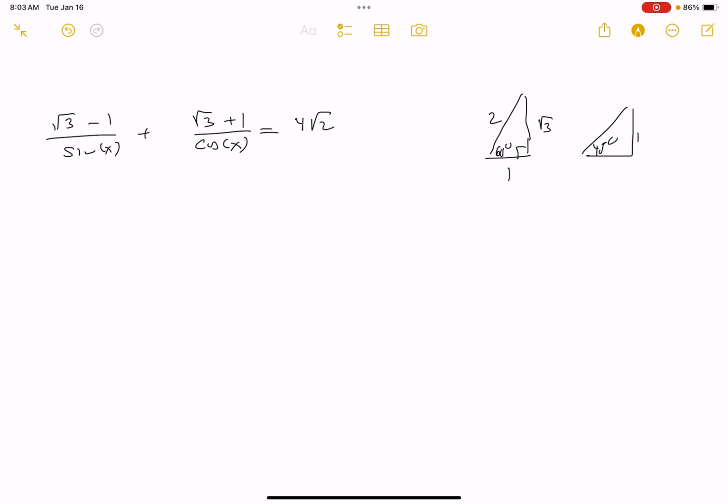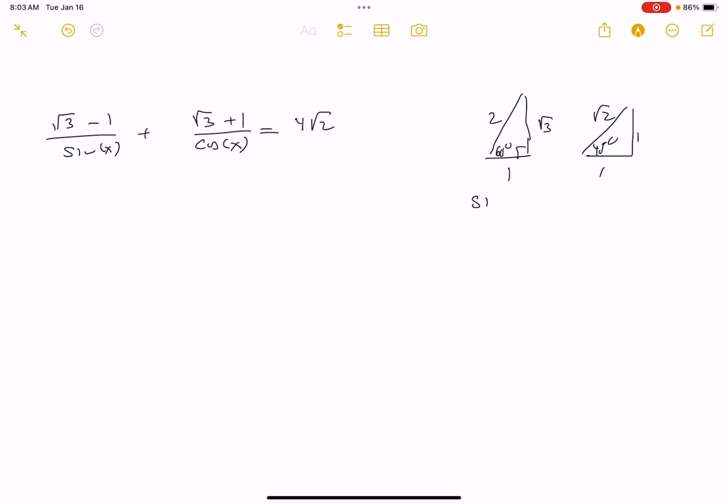I do see the root 3. I see minus 1. I see sine of x plus root 3. I see a plus 1, and I see cosine of x, and I see 4 root 2. Now granted, one thing I do see is a root 3 and a root 2 in the problem, and I do recognize they have something to do with triangles that I'm familiar with. The 30-60-90 triangle with sides 1, root 3, 2, and the 45-45-90 triangle with sides 1, 1, root 2.